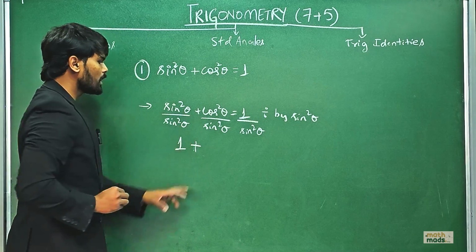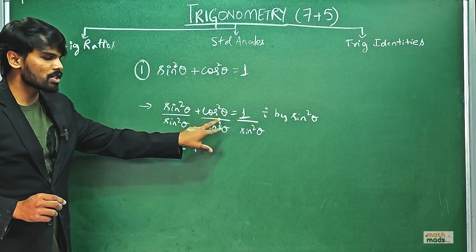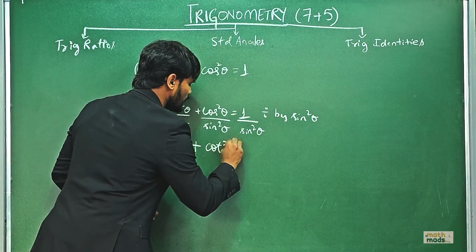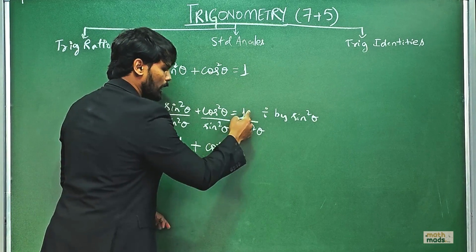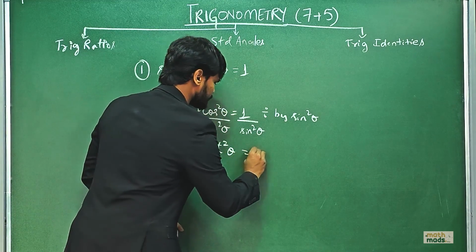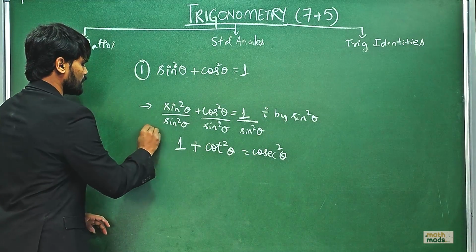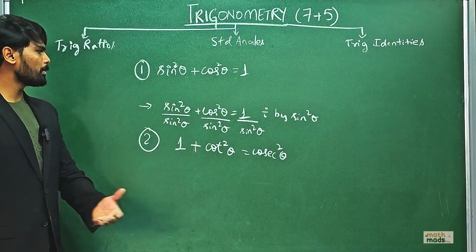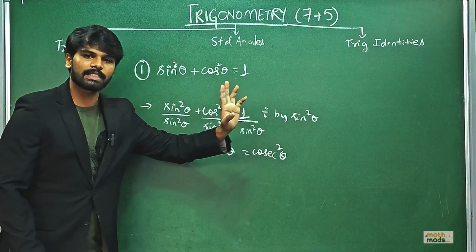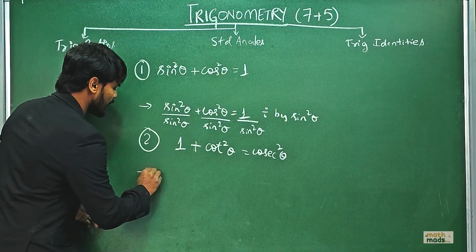Plus will remain as it is, plus cos square theta by sin square theta. This is the actual ratio of cot theta, but since there are squares here, I'll write cot square theta. 1 by sin square theta: 1 by sin is the ratio of cosecant theta, so since square is there, I'll write cosecant square theta. This is your second identity. Simple to remember, no? With the help of the first identity itself, by dividing by sin square theta, you got the second identity. The same thing you do for the third identity as well.